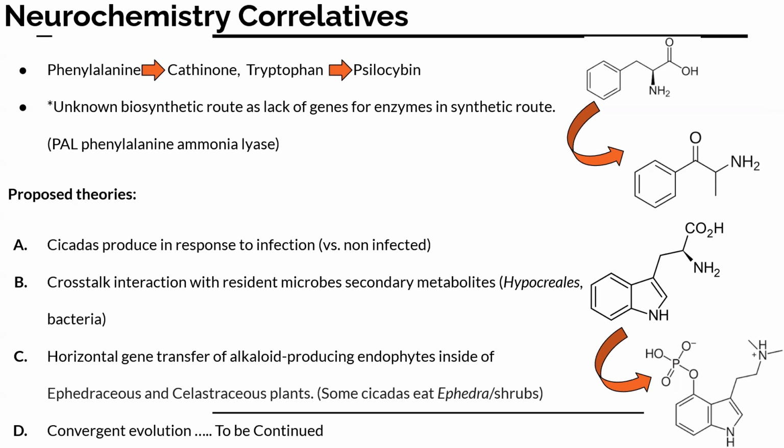Or maybe another theory is horizontal gene transfer is being played here. This is something that fungi also do. It's very similar to bacteria and viruses as well. But the theory behind this is that endophytes, fungal endophytes inside certain plant species, also produce similar alkaloids. So maybe some cicadas that also coincidentally eat these species of plants may have led to these genes being transferred horizontally, which means without vertical recombination through sexual reproduction.